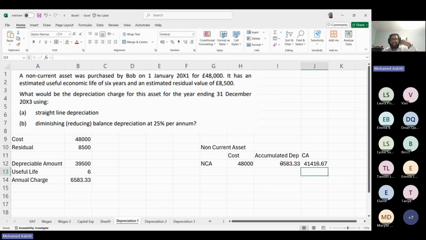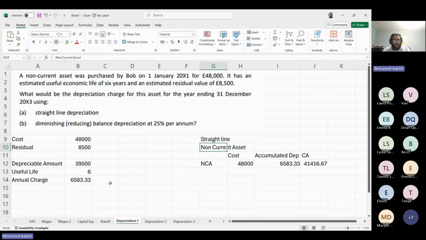The next year, more and more is added to this. By the end of 3 years, we have more depreciation attached to this. But please remember, guys, as this accumulated depreciation increases, what will happen to my carrying value? It keeps on reducing. That is the point you have to remember. This is what we call straight line depreciation.